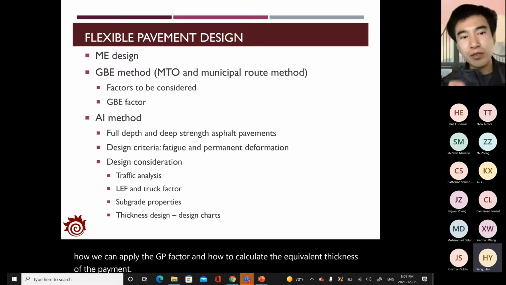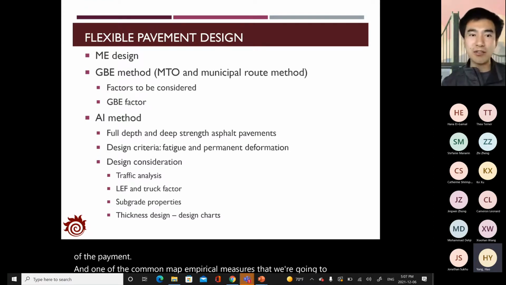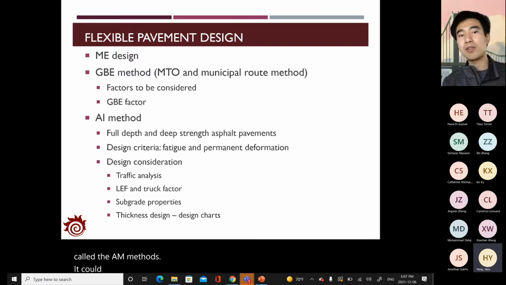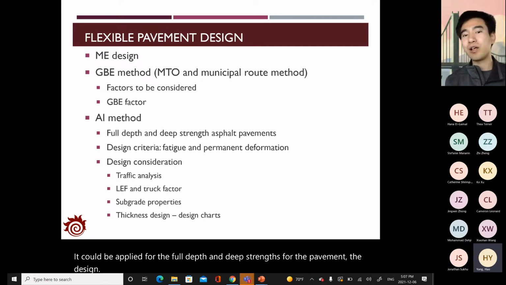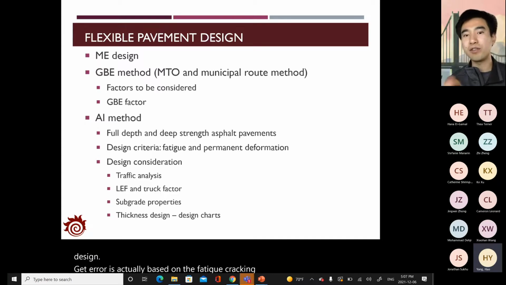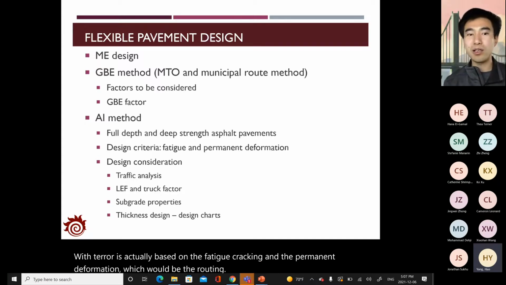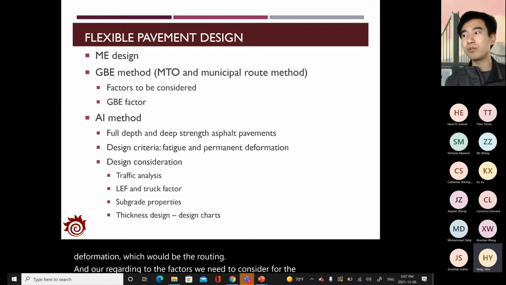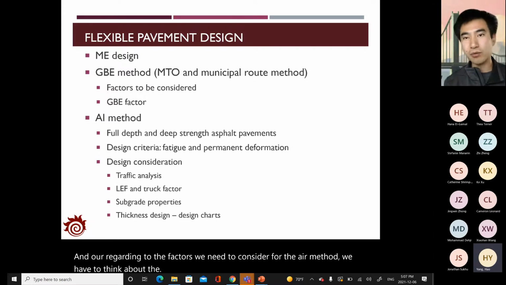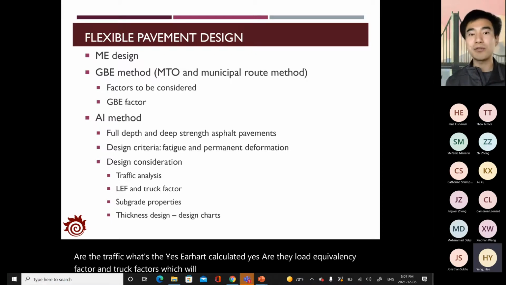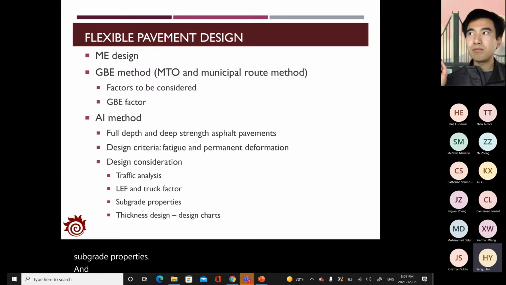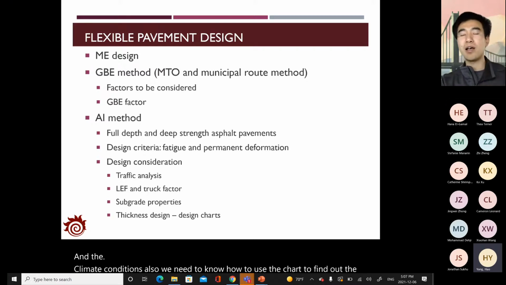And one of the common empirical methods that we are going to apply is called the AI method. It could be applied for full depth and deep strength asphalt pavement. The design criteria are actually based on the vertical cracking and the permanent deformation, which is the rutting. Regarding the factors we need to consider for the AI method, we have to think about the traffic, what the ESAL is, how to calculate the ESAL, the load equivalency factor and the truck factors, which will be applied for the estimation of the ESAL, the subgrade properties, and the climate conditions. Also, we need to know how to use the chart to find the thickness of the asphalt concrete layers.